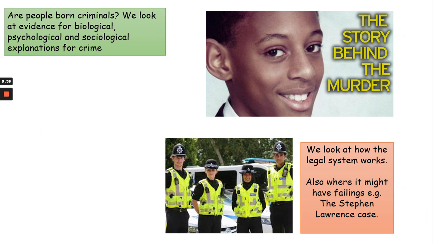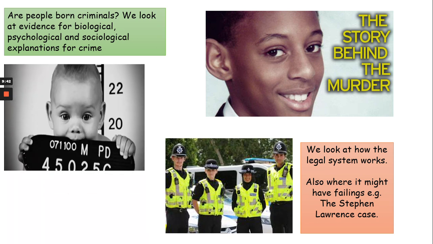A popular unit on our course is the Crime and Deviance unit. We ask questions such as, are people born criminal? We explore different explanations for criminal behaviour. We also consider the role the criminal justice system plays in identifying who is criminal and who should be punished. In sociology, we will look at the Stephen Lawrence case, which resulted in the Metropolitan Police being labelled as institutionally racist by the Macpherson Report.